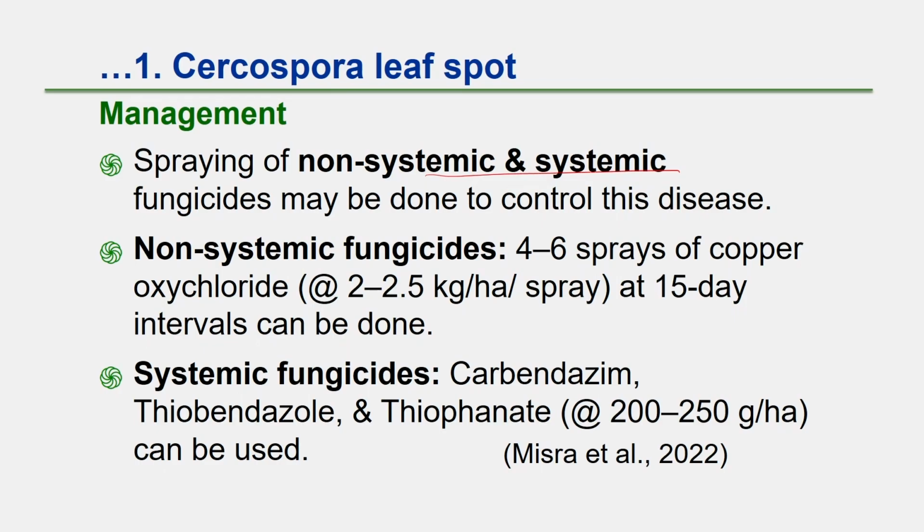Non-systemic fungicides, for example, copper oxychloride, 4 to 6 sprays are needed at the rate of 2 to 2.5 kg per hectare at 15 days interval. Then systemic fungicides like carbendazim, thiabendazole, thiophanate at the rate of 200 to 250 gram per hectare can be used.